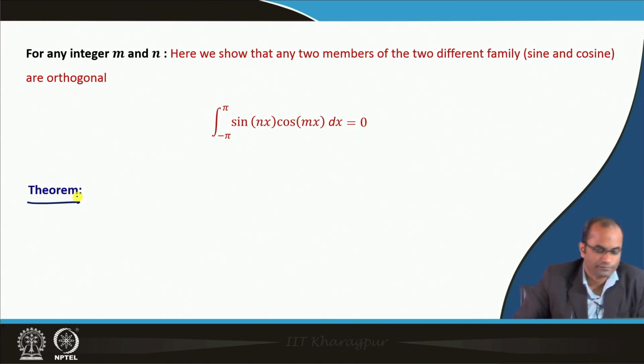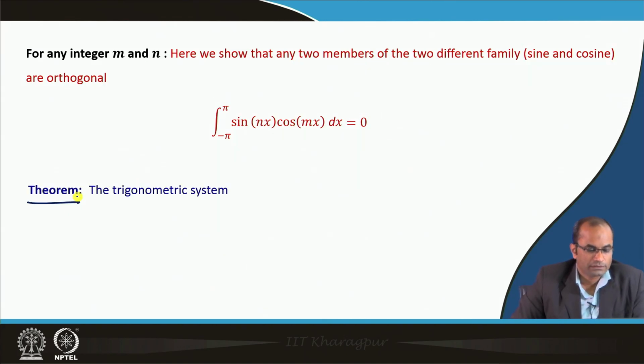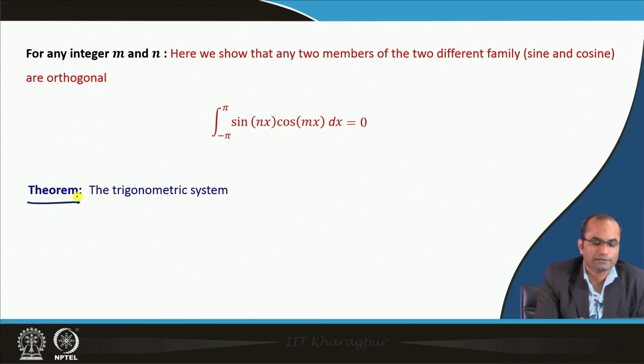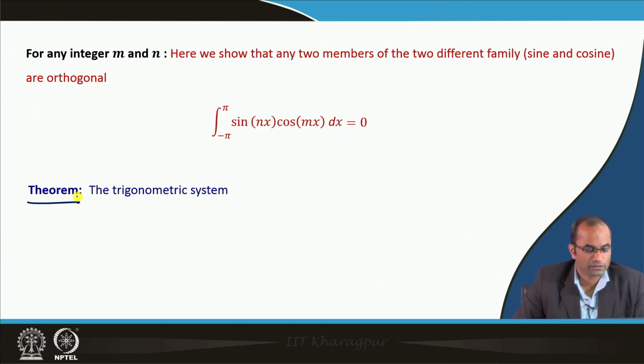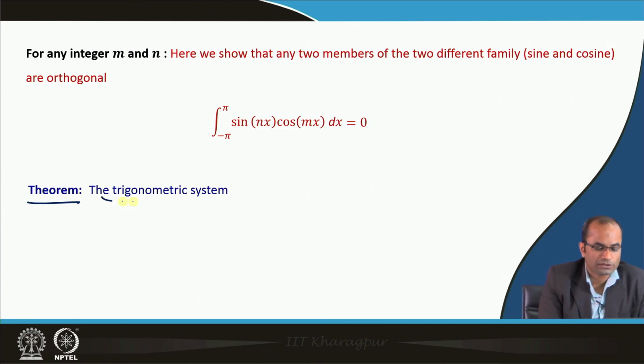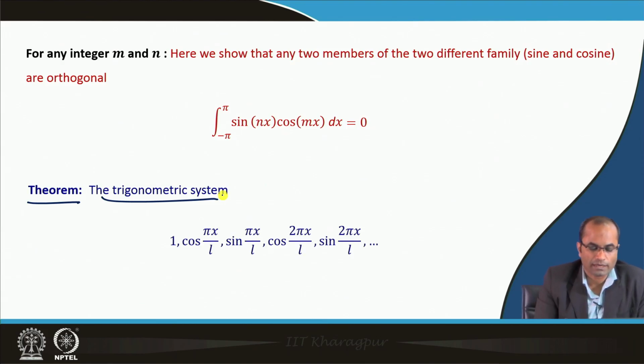So, the theorem: we have a more general result than what we have just proved. We took the fundamental trigonometric system where the period was 2 pi, but for a rather general trigonometric system where the period is not 2 pi but 2l, we can also prove a similar result. Now we have generalized the system.